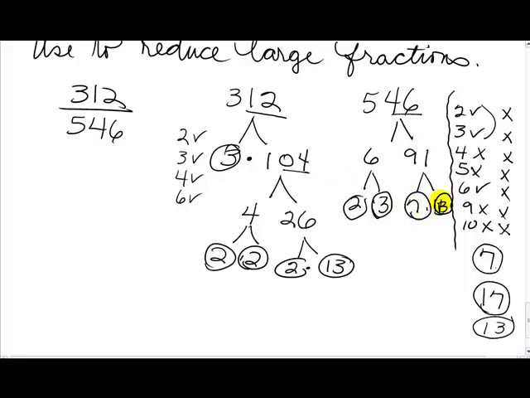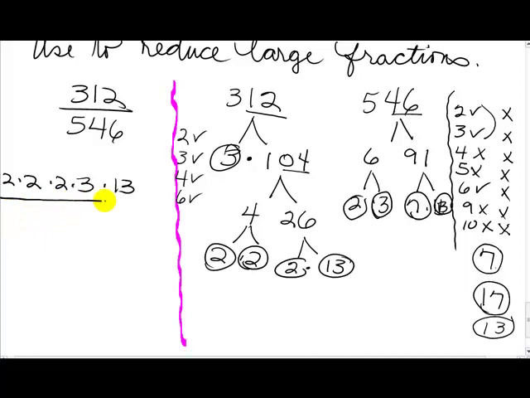So all my prime numbers. So we'll come over here. 312 is 1, 2, 3 2s, a 3, and a 13. That is the prime factorization of that number. 546 is 2 times 3 times 7 times 13.